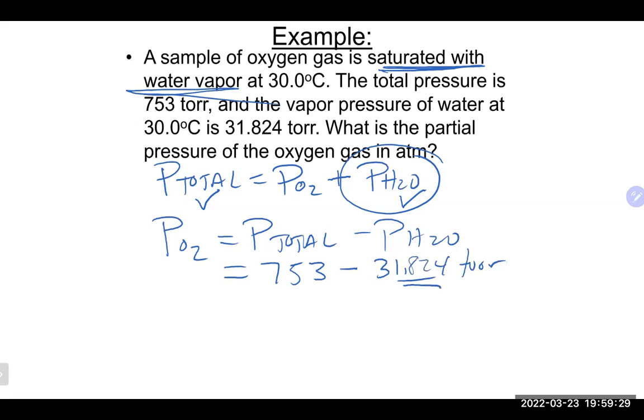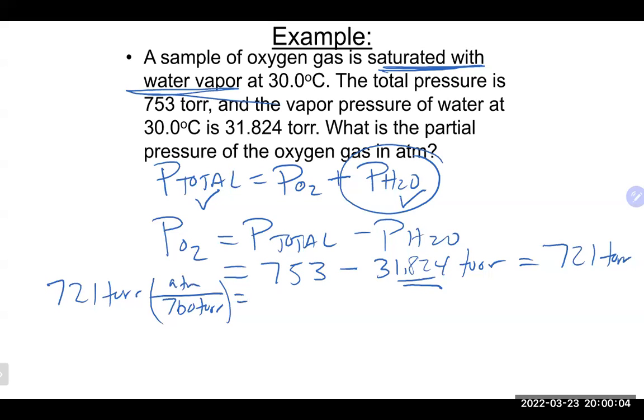Again, this number is usually found on a table, or you look it up on a table. If you do that, we end up with 753 minus 31.824, which gives us roughly 721 torr. And they do want it in atmospheres. So to convert it to atmospheres, this is where we would use our 760 number. So 721 torr divided by 760 torr per atmosphere.